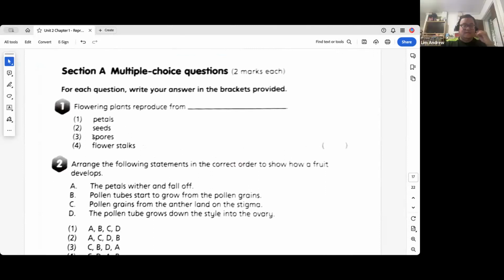Can I know the answer for question 1? Flowering plants reproduce from? I think that flowering plants reproduce from spores.